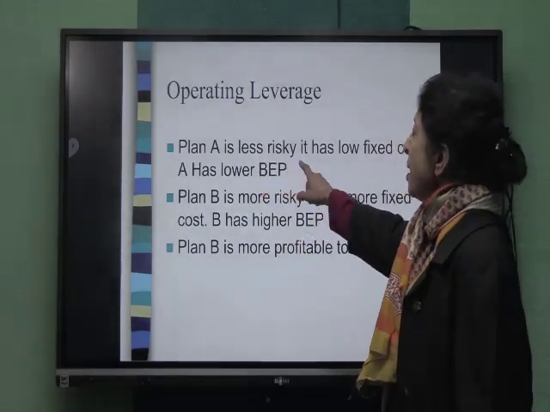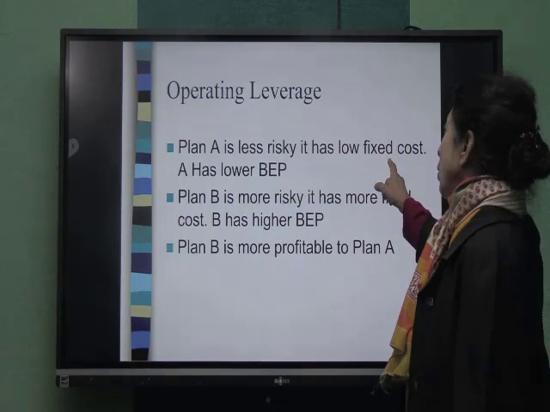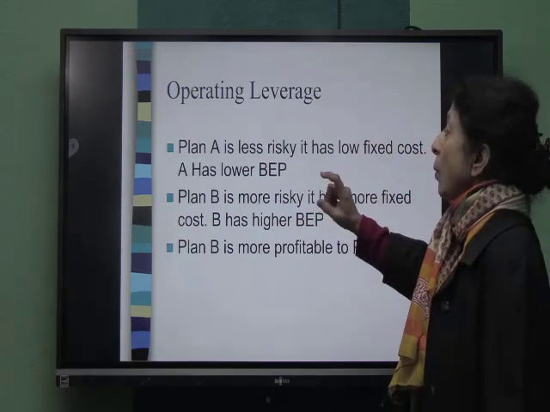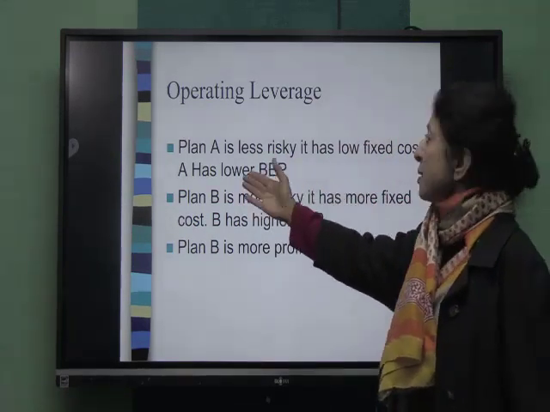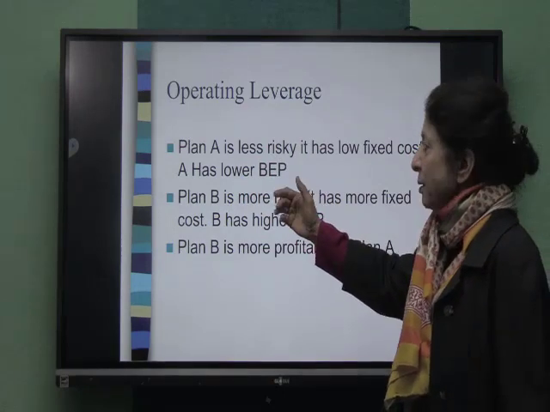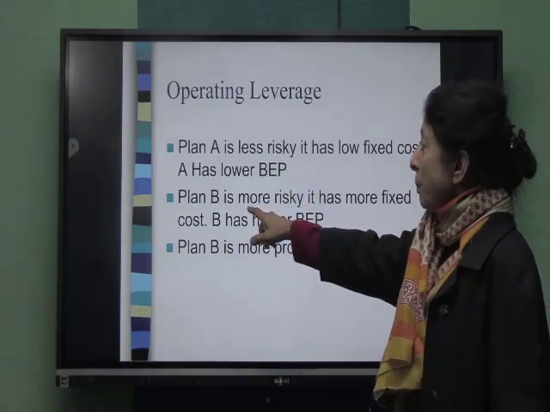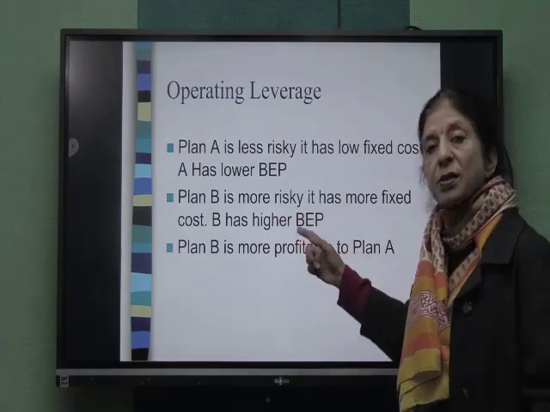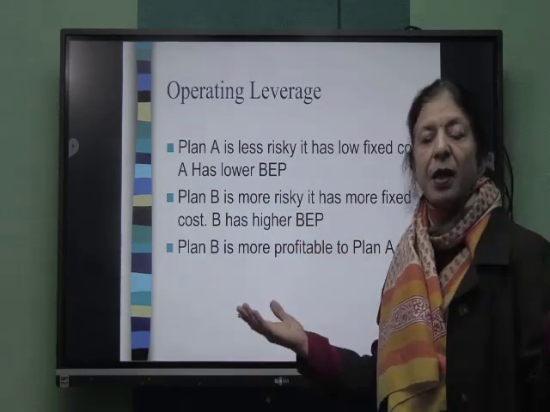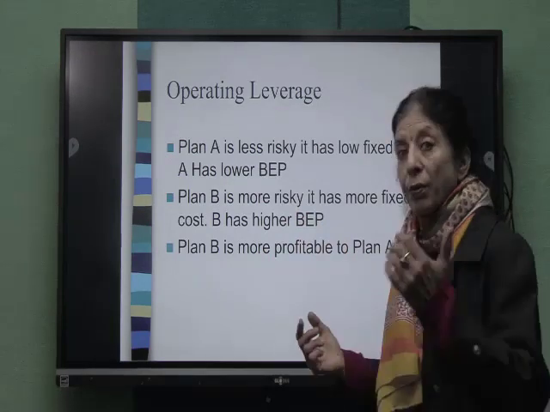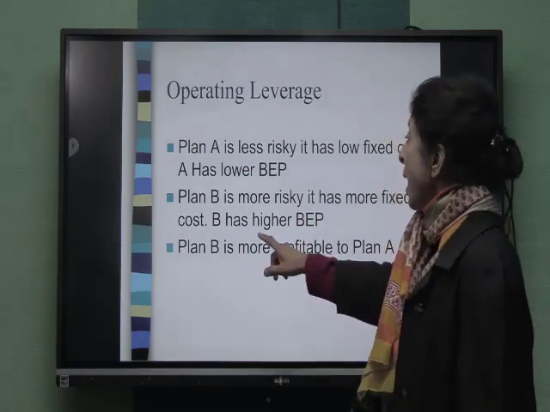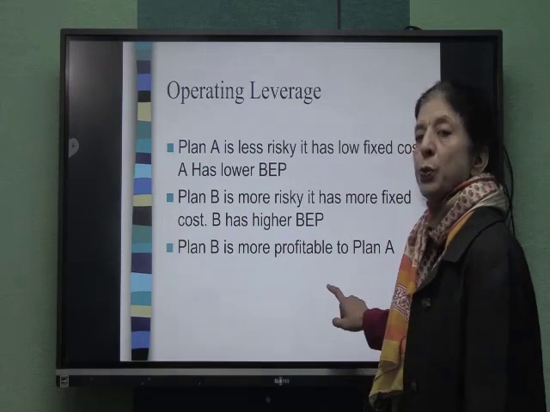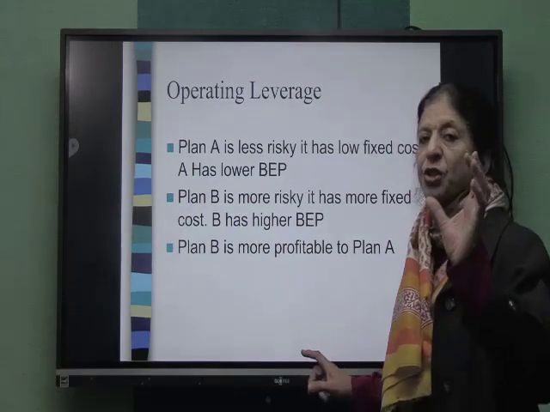Plan A is less risky and it has low fixed cost. Why? Therefore, A has the lower break-even point. That's an obvious thing. Now, plan B is more risky, it has more fixed cost and therefore has a higher break-even point. Again, it's a very obvious thing. You had already read the break-even point. Plan B is more profitable than plan A. This is the situation I have given you.